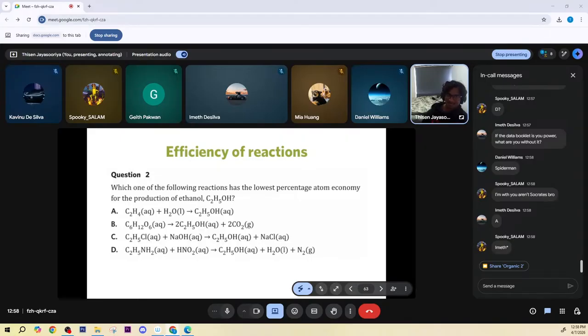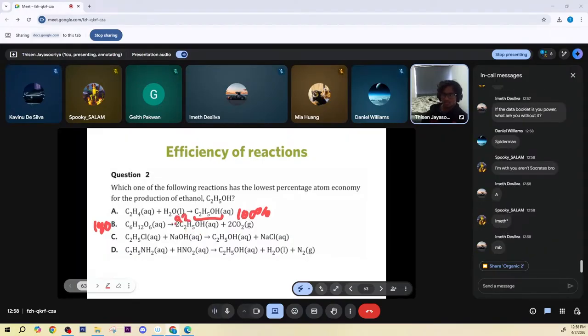This is the last thing that we'll do, and then I'll let you go. With this one, the atom economy is 100%, because we only produce the desired product. This one over here: the reactant is 180. This one is 46, and we produce 92 here because we have two of them. So it's 92 divided by 180, which is approximately 50%.